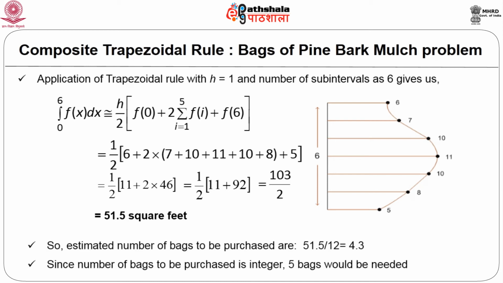As the number of bags are integers, we have to buy integer bags. So, this is the area 51.5, and the number of bags is this integral value by 12. So, we get 51.5 by 12, that is 4.3. Since we have to meet the requirement, the number of bags has to be larger than 4.3 and we can only buy an integral number of bags. So, the number of bags required would be 5.